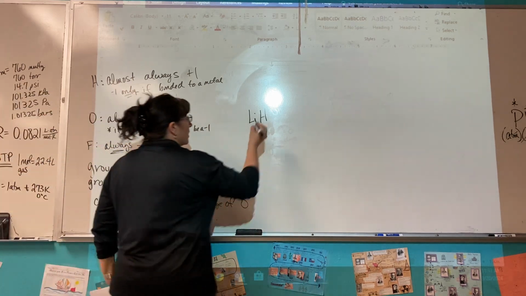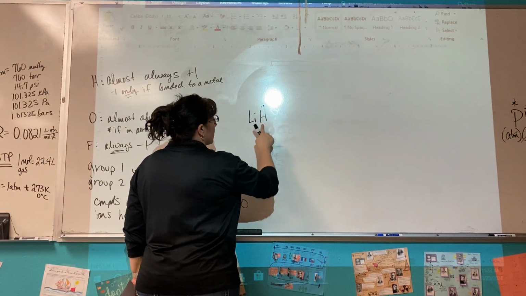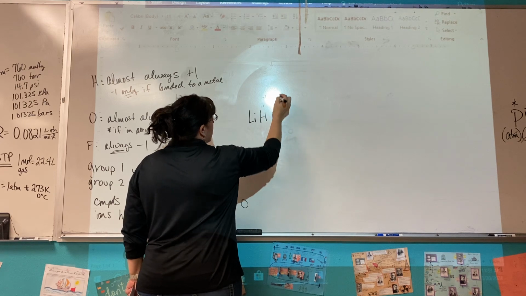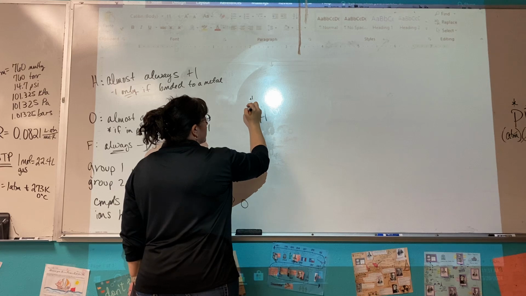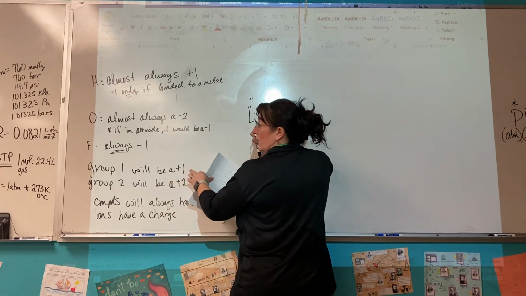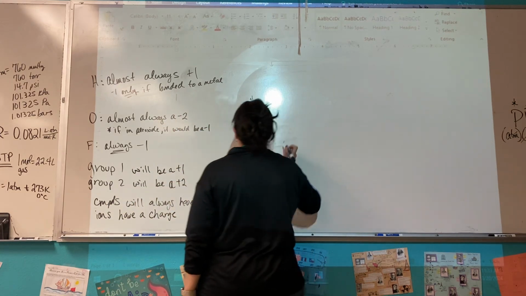So we know hydrogen in this case would have a -1. There's only one of them, so it's -1. So what would lithium have to be? +1, and so this would be a +1. And we know that because group 1s are always going to be a +1.